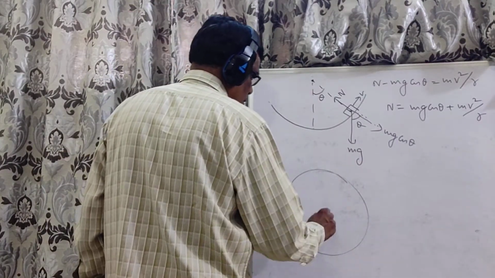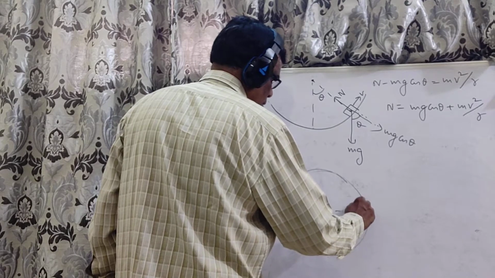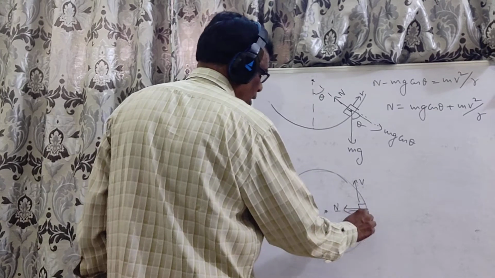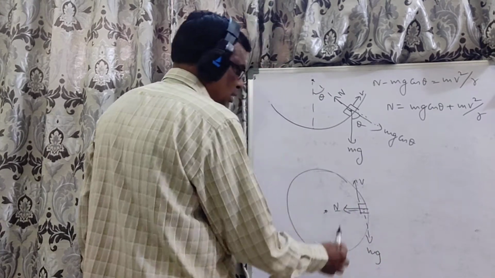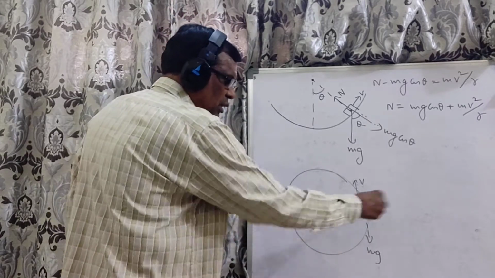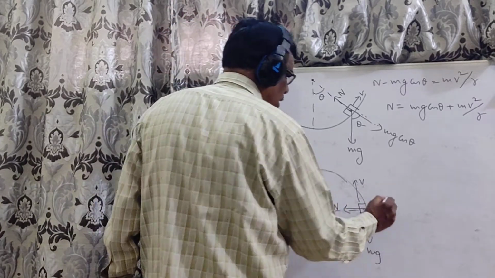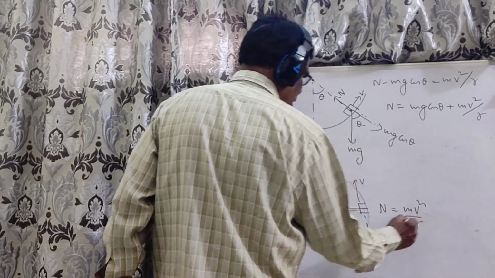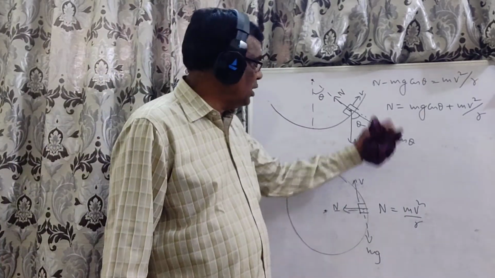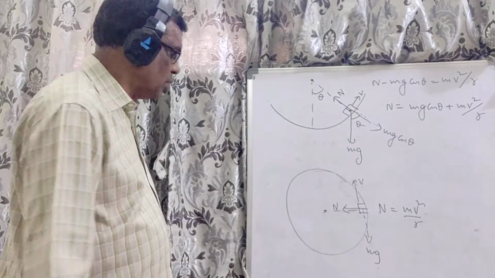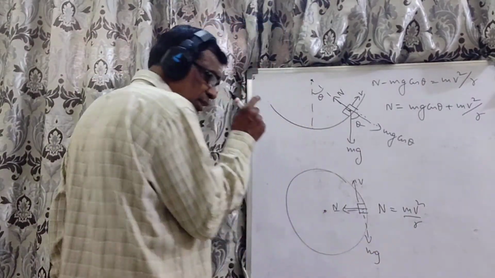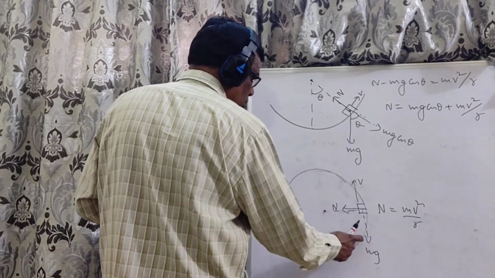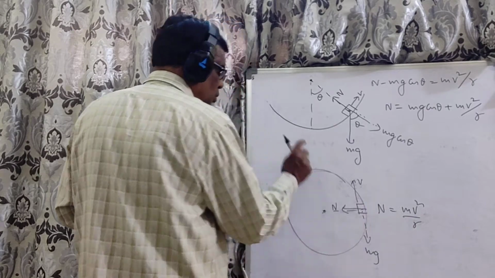Example. Suppose it's going up. What is N? mg is like this. It is going up. There is no other force acting in the horizontal. What is the centripetal force here? Only N, and that is equated to mv square by r. Mind you, this V is different, this V is different, V is different everywhere. So you got it. Each case you have to work out separately. I have taken inside, I have shown you here, here, here, and here.